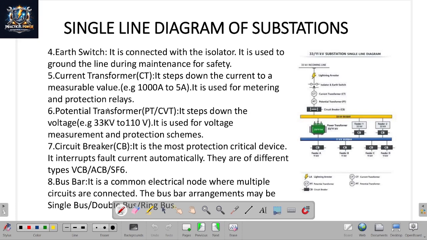Then the earth switch is connected to the isolator.